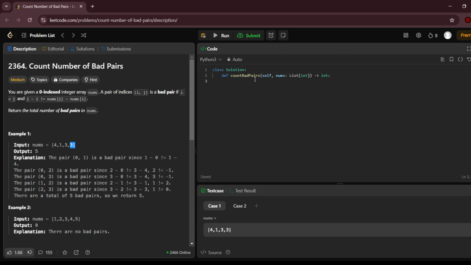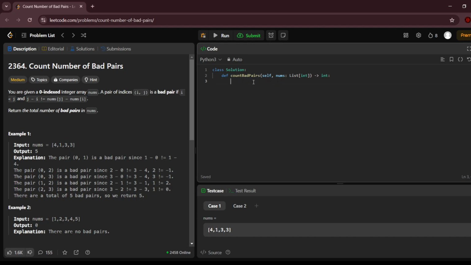Just a hidden detail which can be found in the second hint is that you can write the equation in this form as well. So nums of i minus i is equal to nums of j minus j. So this is valid as well.